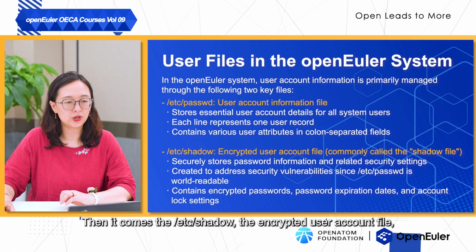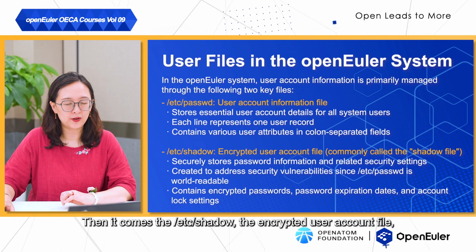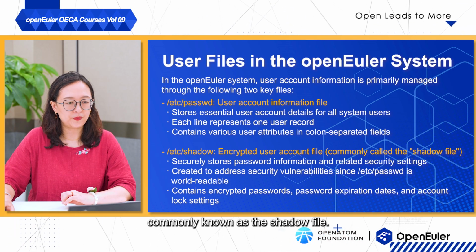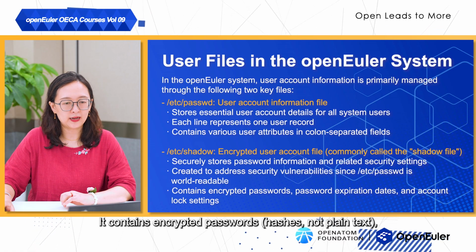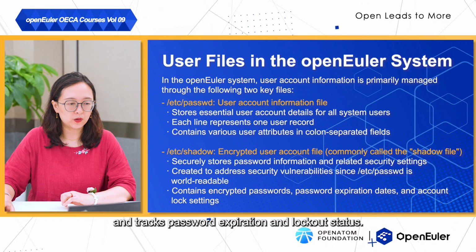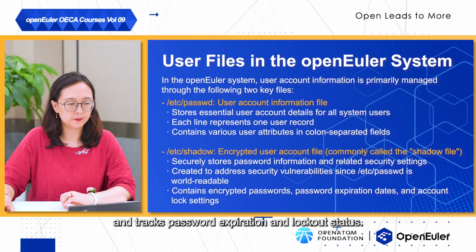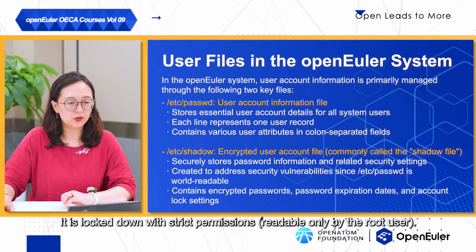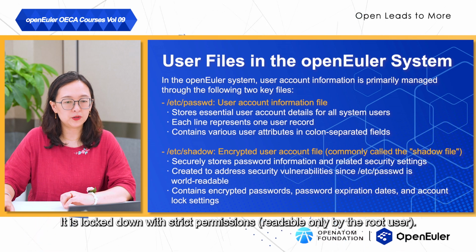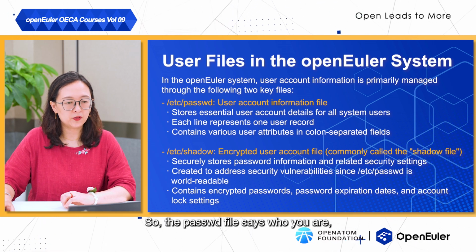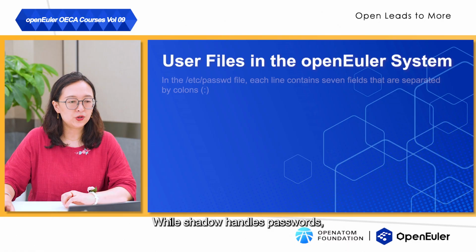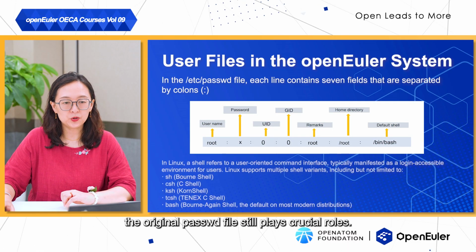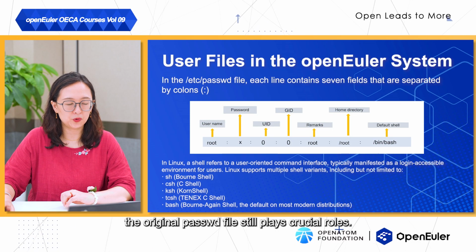Then comes /etc/shadow, the encrypted user account file, commonly known as the shadow file. It contains encrypted passwords, hashes, not plain text, and tracks password expiration and lockout status. It is locked down with strict permissions, readable only by the root user. So the passwd file says who you are, and the shadow file proves you are really you. While shadow handles passwords, the original passwd file still plays crucial roles.